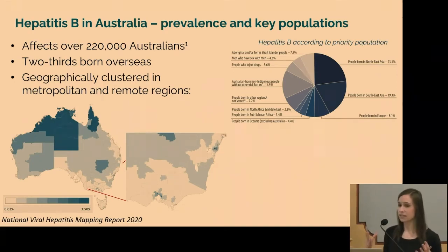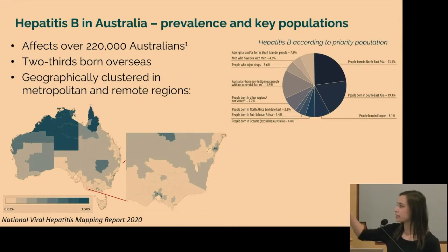And it just gives a sense of the diversity of the population that we're looking at here. There are lots of different community needs and priorities within the community affected by hepatitis B. And because of the way that infection is distributed, there's a flow-on effect that infection is distributed differently according to region. So for hepatitis B, there's a strong geographic clustering in metropolitan regions, and also in remote regions that have a larger Aboriginal and Torres Strait Islander population.